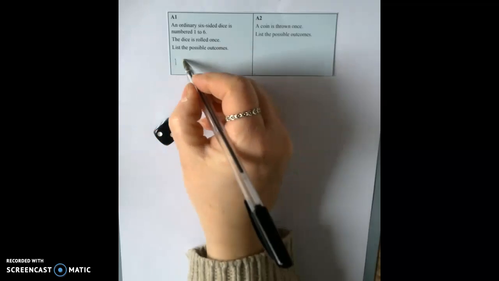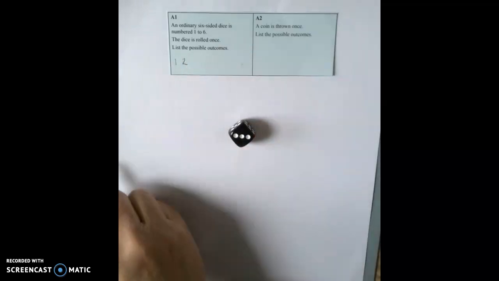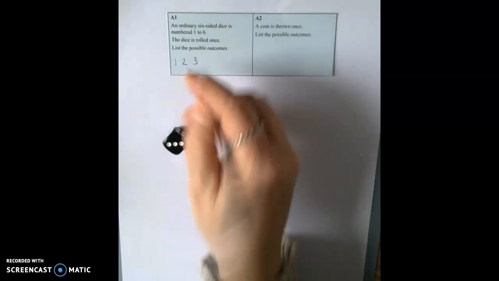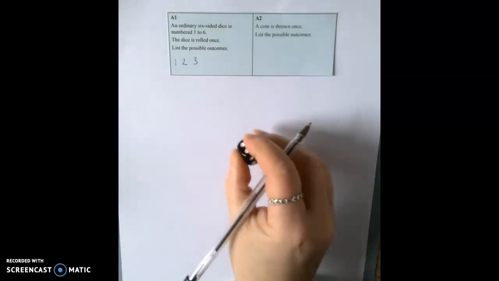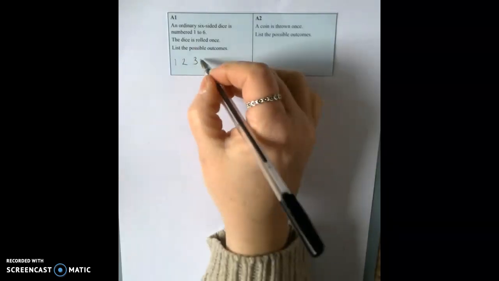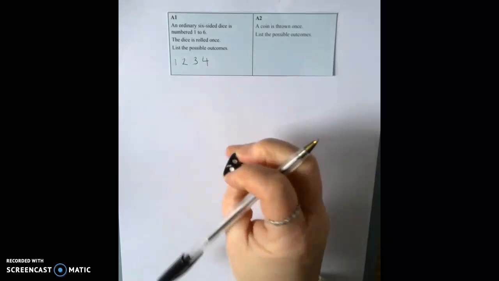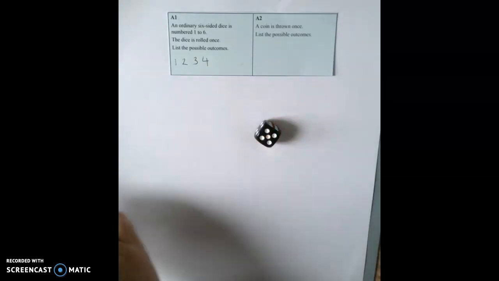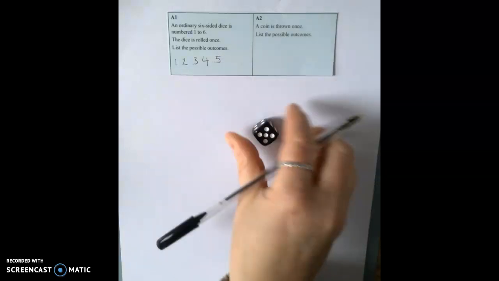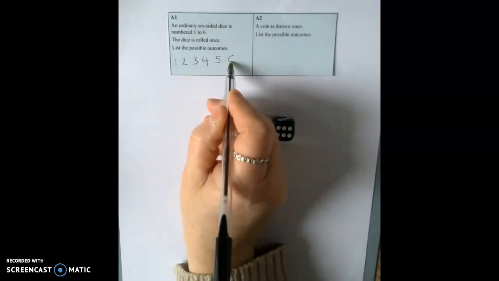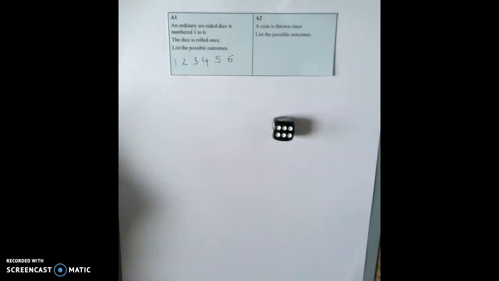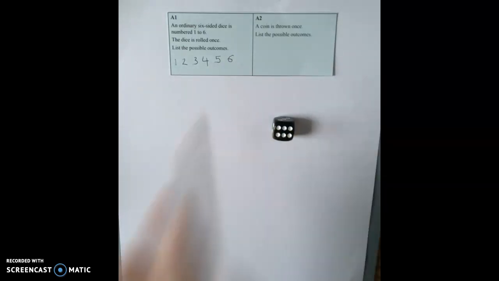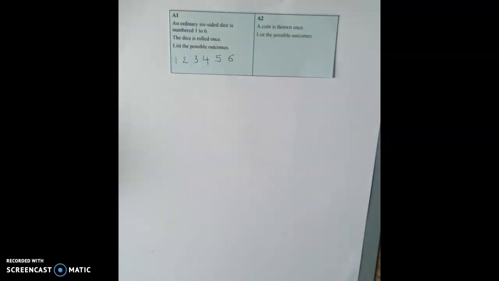2, 3, 4, 5, and 6. So all we have done is basically list each of these sides that could land faced upwards should we roll the dice. The next question says, a coin is thrown once, list the possible outcomes.